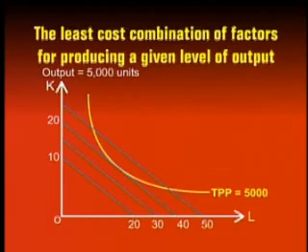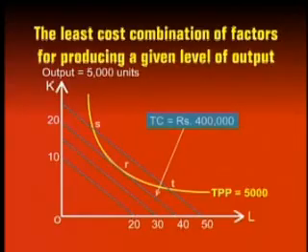of the firm. The higher the level of total cost, the further out will be the isocost. The least cost combination of labor and capital is shown at the point of tangency between the isocost and the isoquant. This happens at point R, where TC, that is total cost, is equal to rupees 400,000. This is the point where the isoquant just touches the lowest possible isocost. Any other point on the isoquant, example S or T, would be on a higher isocost.